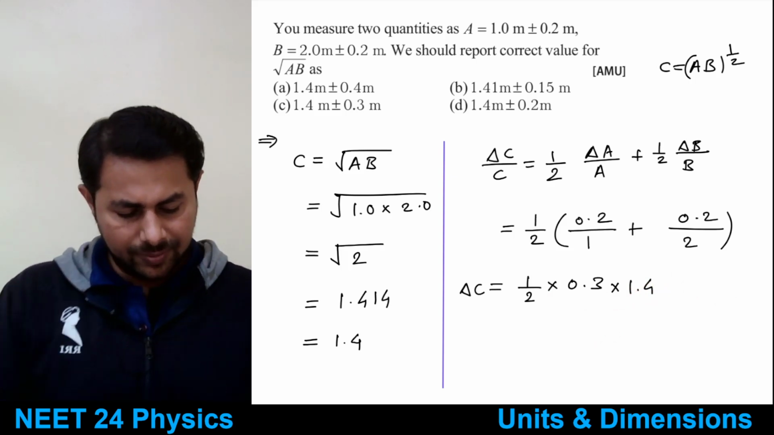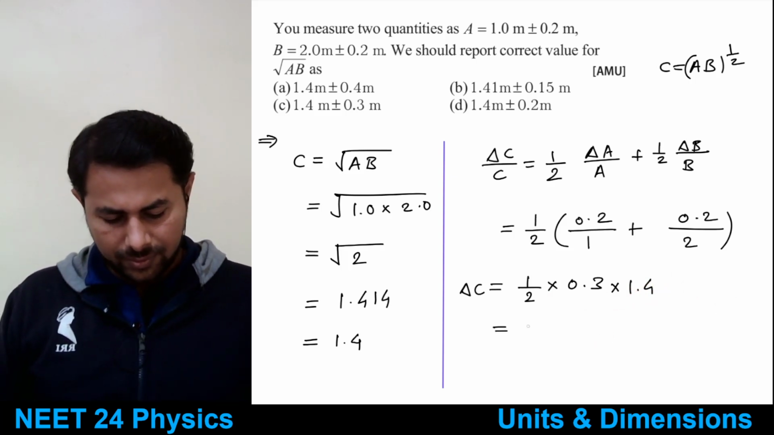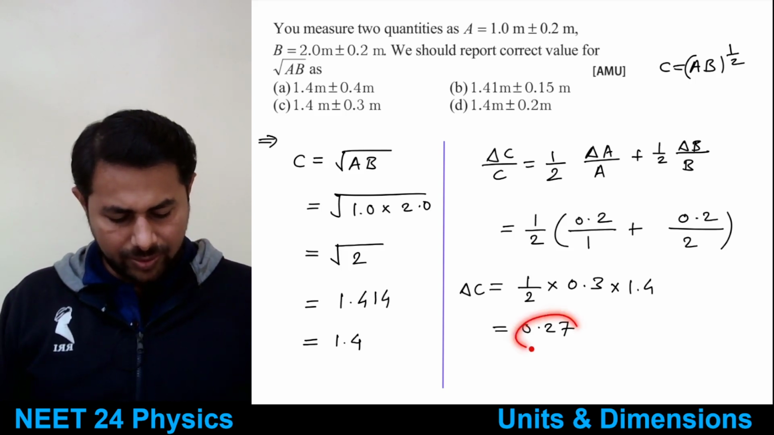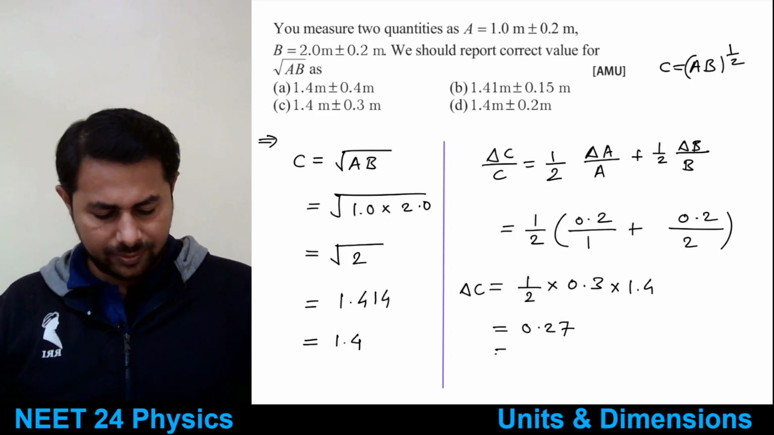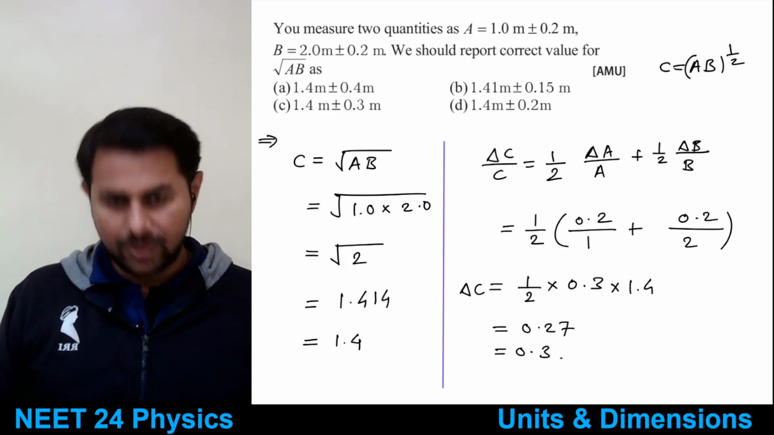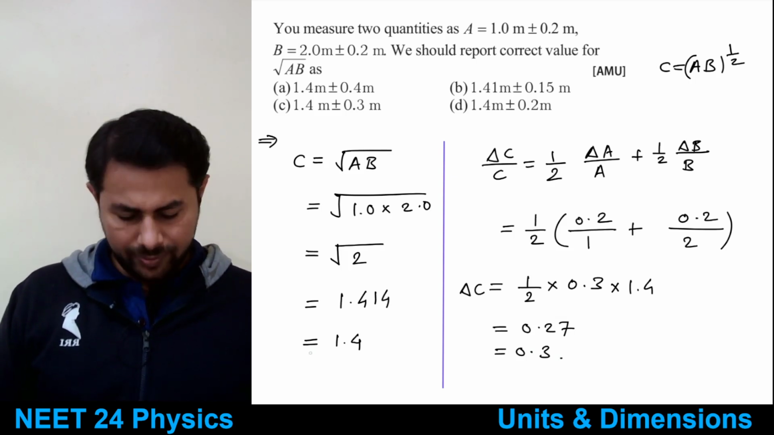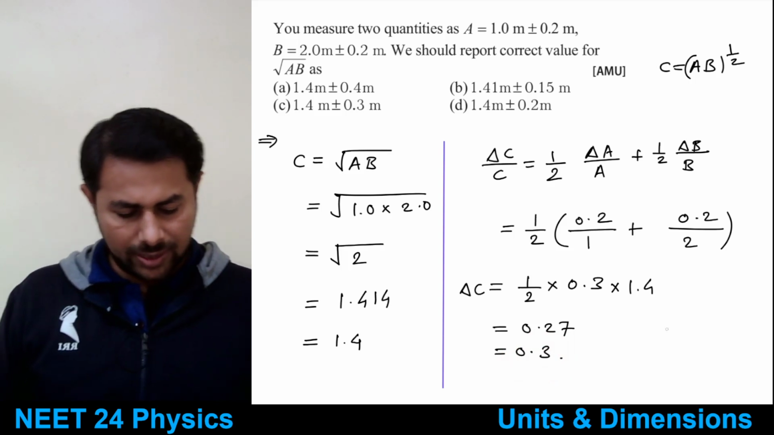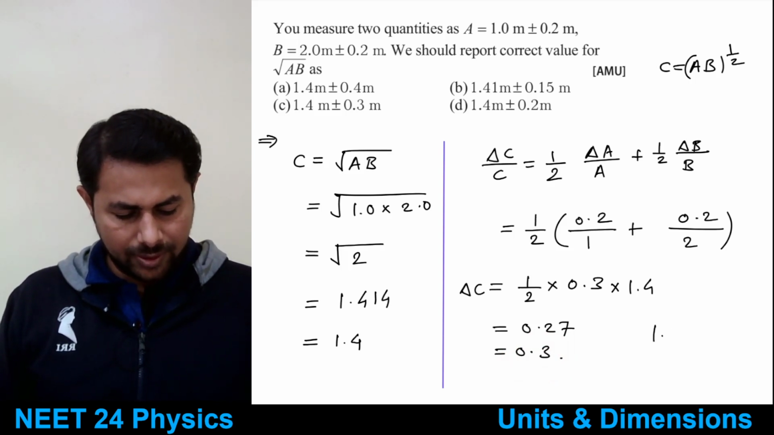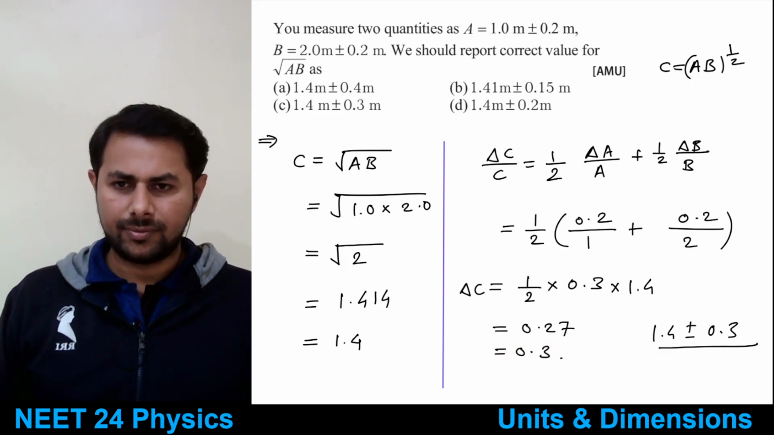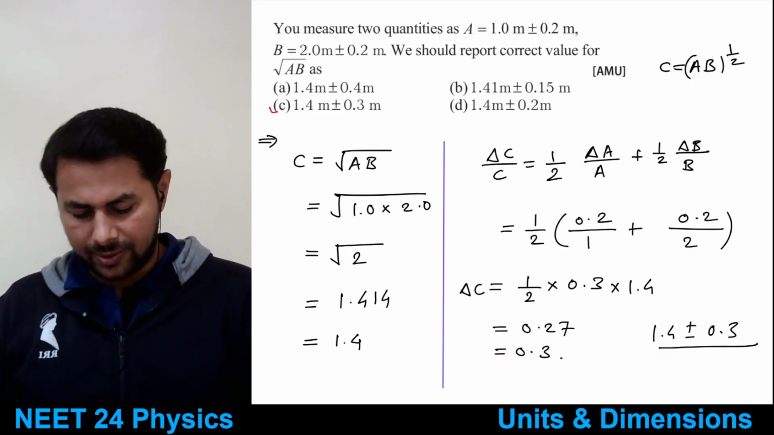0.27, right? Okay, and still it rounds off to what? 0.3. Yeah, so it is 0.27, no? So it will be 0.3, round off, right? So the answer would be 1.4 plus minus 0.3. Okay, so it's option C, not D.